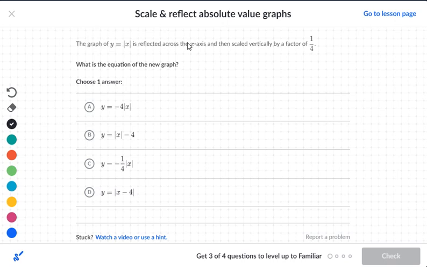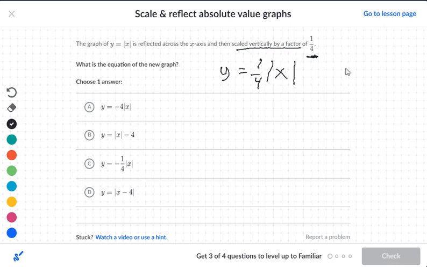Well, anytime they mention a scale factor here, or scale vertically by a factor, I try to lump this together and call this a scale factor. Anytime they have this, scale vertically by a factor of 1/4, they're talking about multiplication, because the word factor is actually part of the word multiply. So what we're looking for is y equals, we're going to take the 1/4 because that's what we're multiplying by, and then we're going to have the absolute value of x after this.